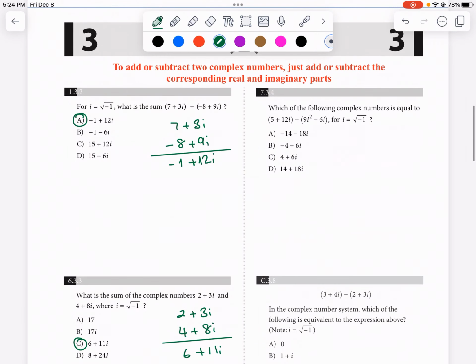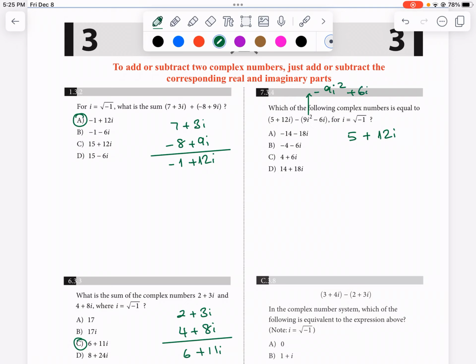Question 3, this time we have subtraction. So the first complex number is 5 plus 12i. And since we have subtraction this time, we switch the signs. So what do we have? We have 9i squared, which will be -9i squared. And then the second number is -6i, and it becomes positive 6i.